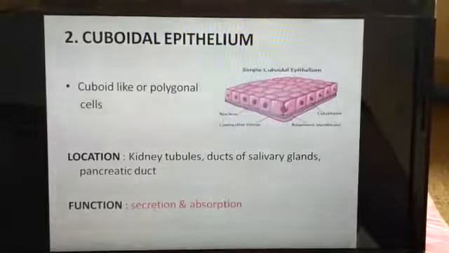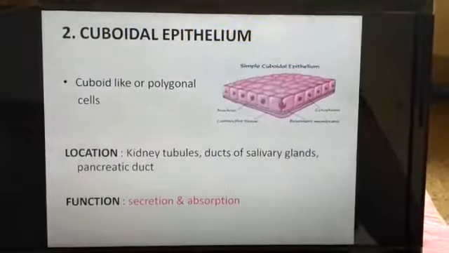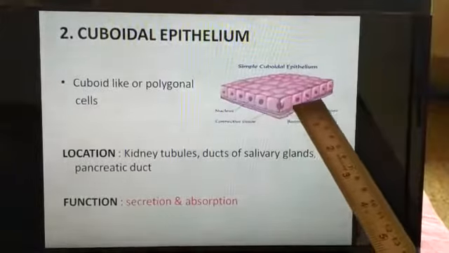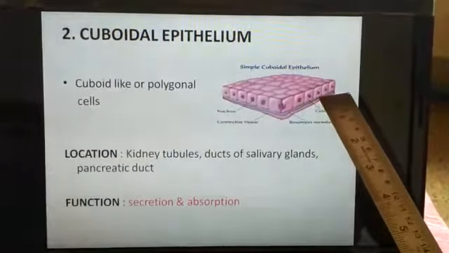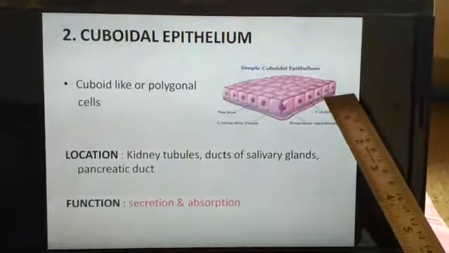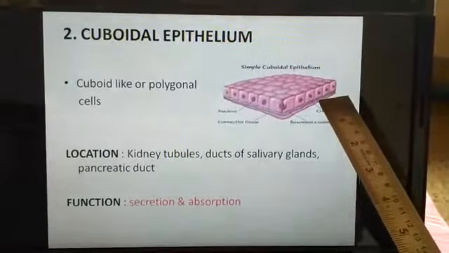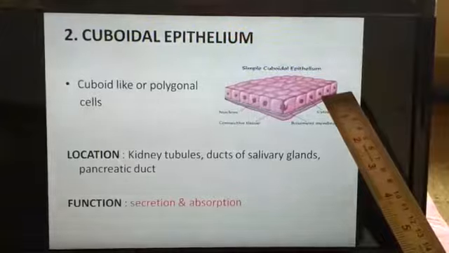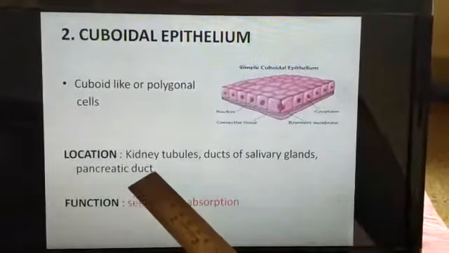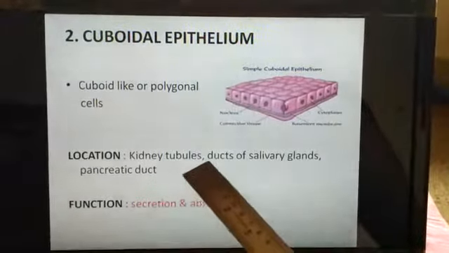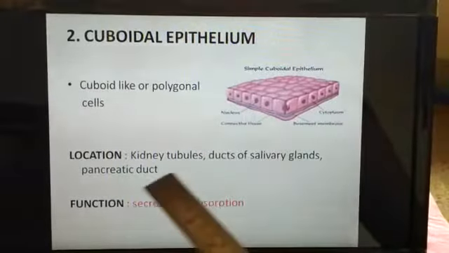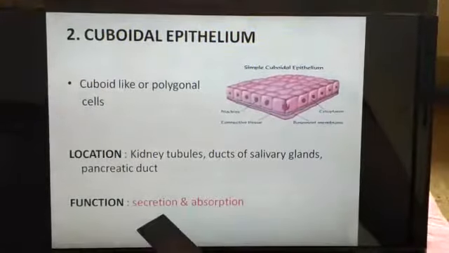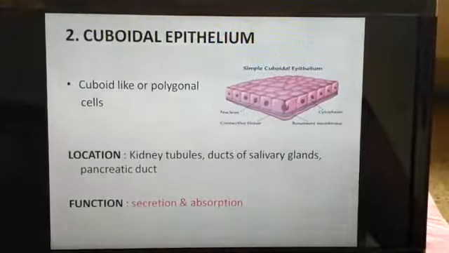The second kind of epithelial tissue is the cuboidal epithelium. The term itself shows that the cells of cuboidal epithelium are like a cuboid or polygonal. And again, these cells also consist of a nucleus. This tissue is found in kidney tubules, ducts of salivary glands, and pancreatic duct. In these areas, they help in secretion and absorption of substances.